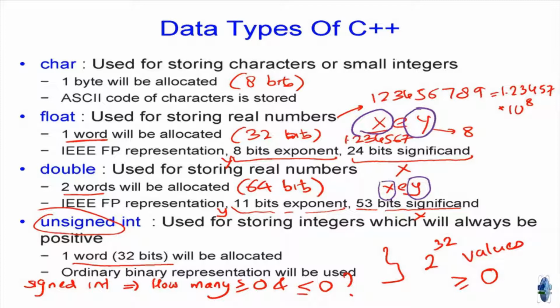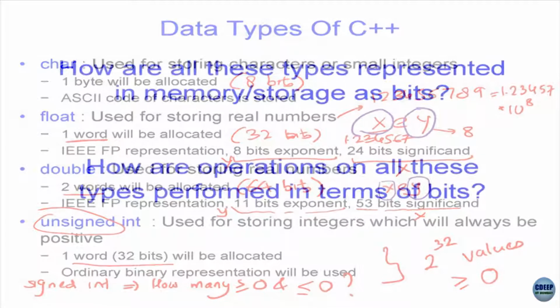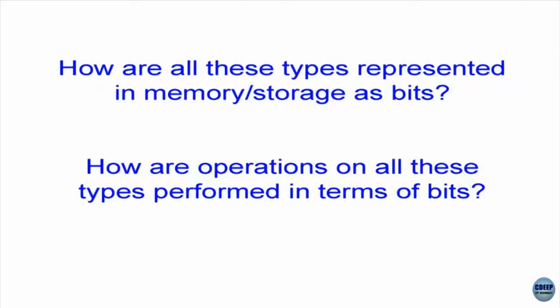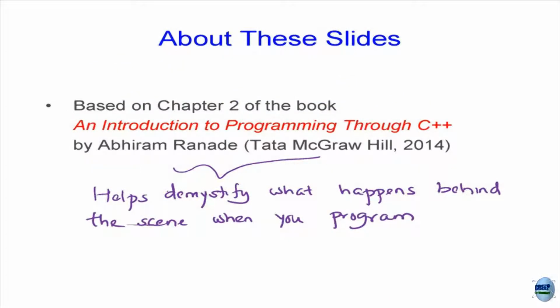So let's proceed with these questions in mind. How are all these types represented in memory storage as bits? How are operations on all these types performed in terms of bits? And the answer to these questions can be sought in chapter 2 of the book. So we'll keep referring back to this chapter 2 occasionally. We didn't begin with chapter 2 necessarily because we wanted to get started with programming. You start getting a feel of programs and then you become curious about what really is happening behind the scenes.